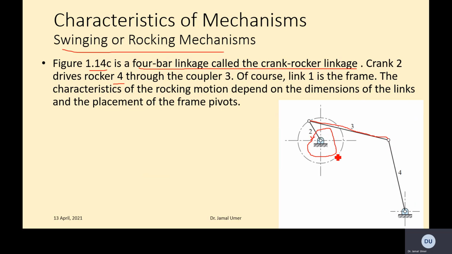Just imagine when it's doing a complete revolution. This point of link 3 will come maximum over here and minimum over here. So this will oscillate like this, right? Because this is a straight line, link 3 is rigid. So this end of link 4 will oscillate equivalent to this distance. Whatever the distance is, say 5 meters just as an example, this will also oscillate 5 meters to and fro. So this is also one of the swinging or rocking mechanisms.